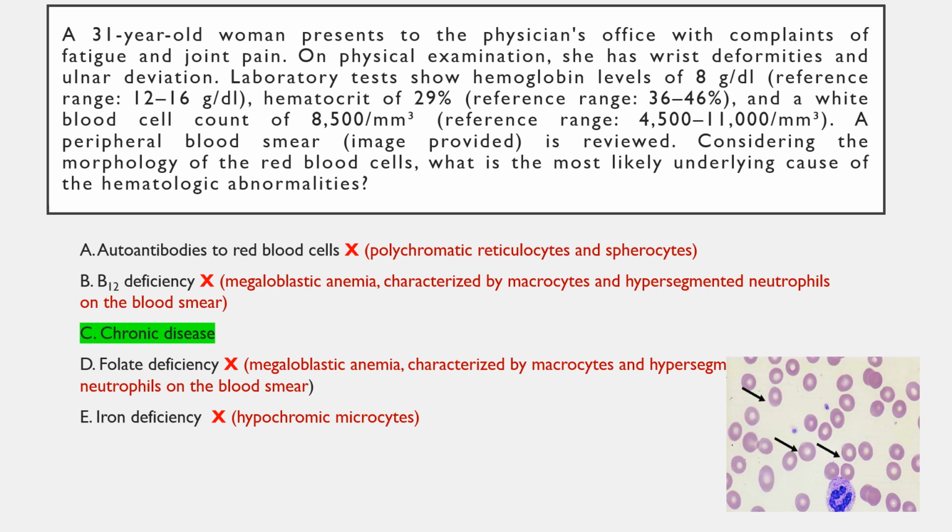And option E is incorrect, because if it would be iron deficiency anemia, then the microcytes would appear hypochromic, and in this blood film there is no hypochromia seen.